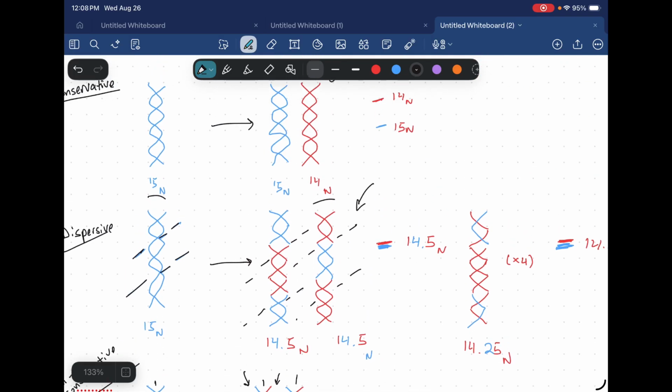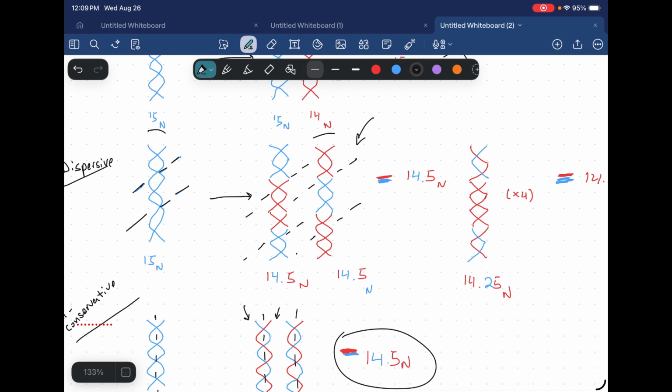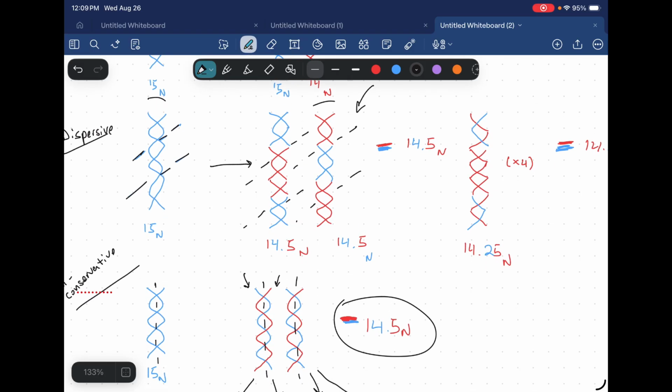Importantly, this eliminates the conservative model. If replication was conservative, the original 15N DNA molecule would have remained completely intact, while an entirely new 14N DNA molecule was produced. We therefore would have expected two bands, one heavy band containing the original 15N DNA, and one light band containing the newly synthesized 14N DNA. Instead, they observed one intermediate band.